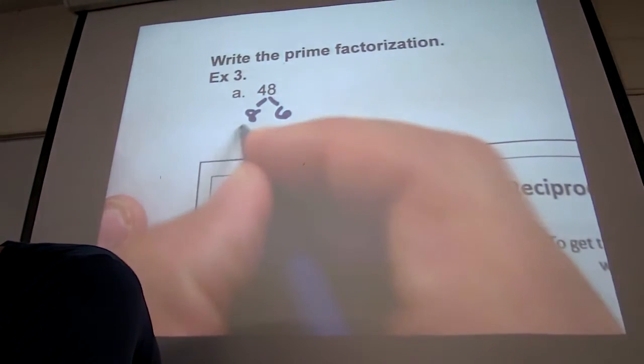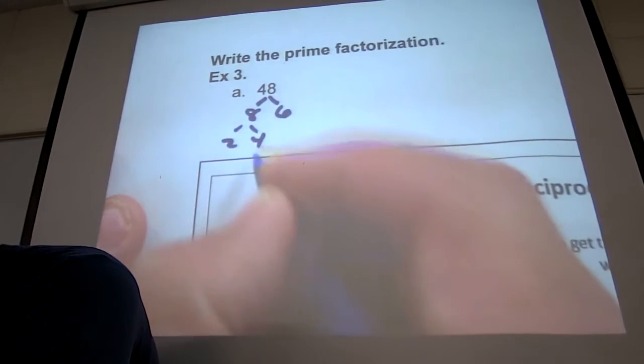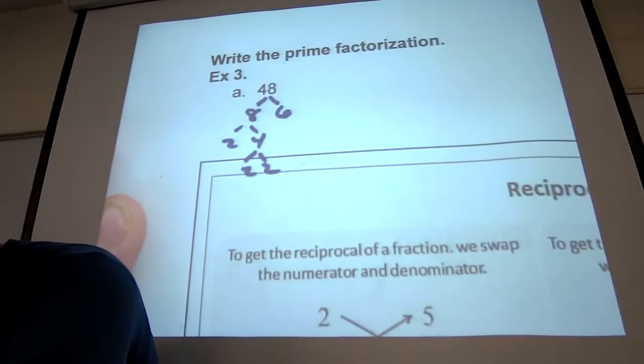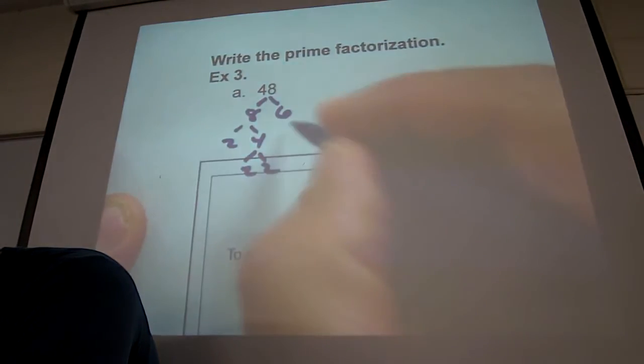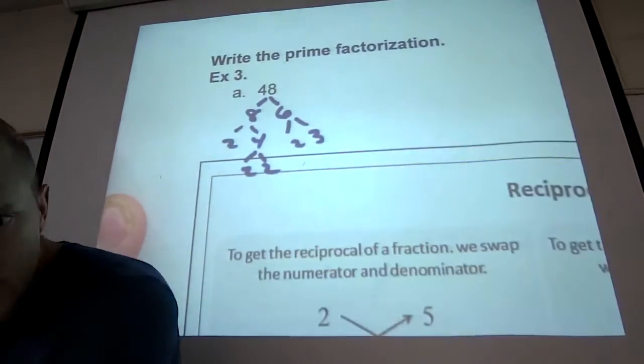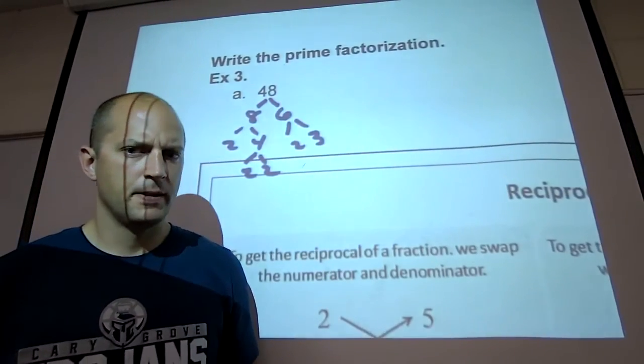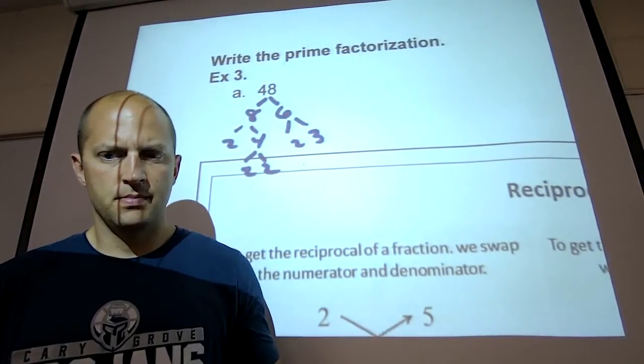So then we want to break down 8 and 6. Okay, so 8 is 2 and 4, 2 and 2. And then 6 is 2 and 3. Okay?